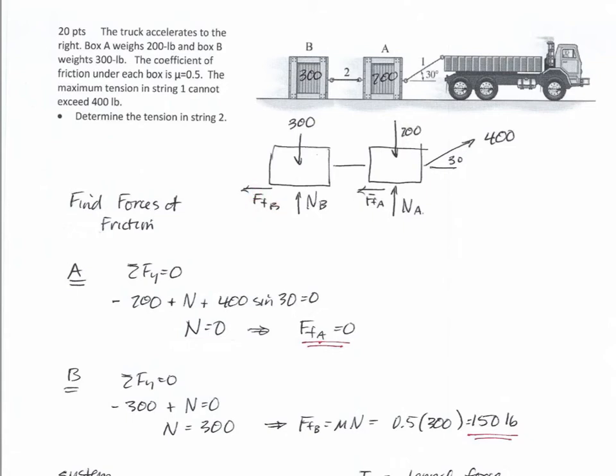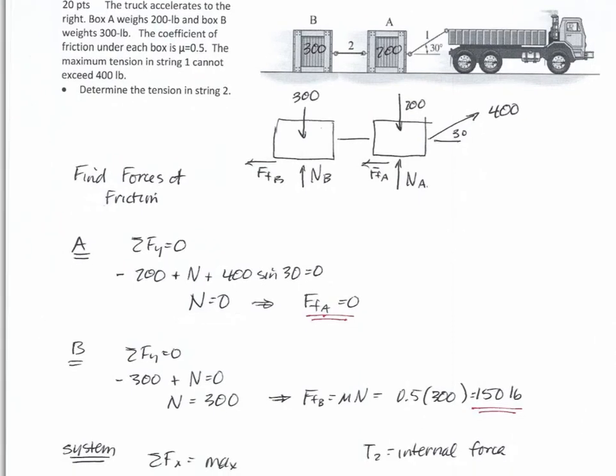But then, again, in order to find out what that tension is, what we're looking for is the tension in this cord. You can't do that without finding the acceleration. You do that by either doing two free body diagrams and solving them separately, which would be a two equations, two unknowns kind of problem, or you can solve them as a system and find out the acceleration of the system.